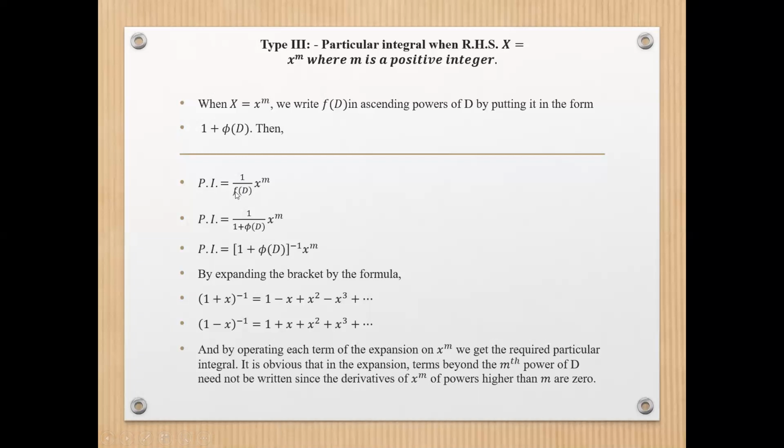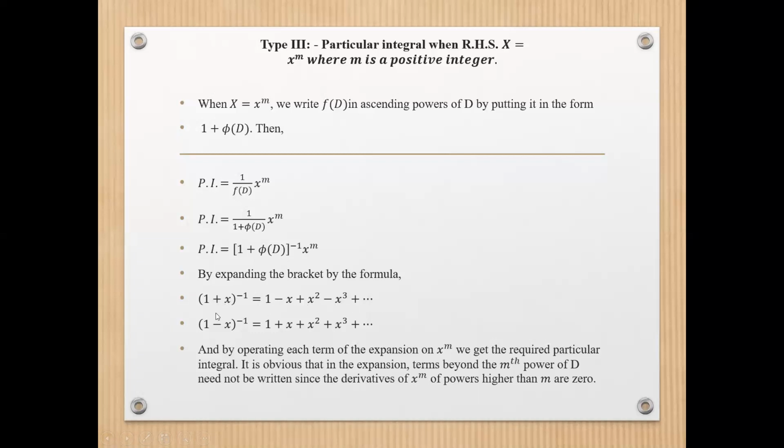Then P.I. is equal to 1 upon f of D into x raised to m. We have written here f of D in terms of 1 plus phi of D. Take this 1 plus phi of D bracket to the numerator. So this can be written as 1 plus phi of D raised to minus 1, and x raised to m. Here is a bracket whose power is minus 1. We can expand this bracket by using the following two expansions. One is 1 plus x raised to minus 1, and that expansion gives us 1 minus x plus x square minus x cube plus and so on.